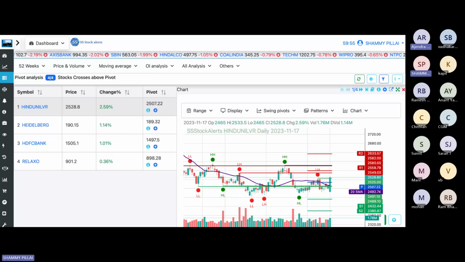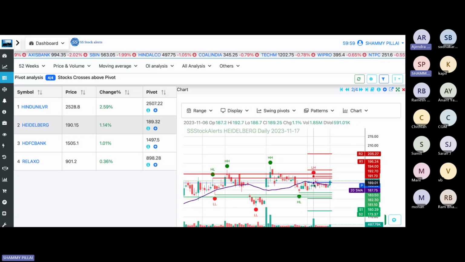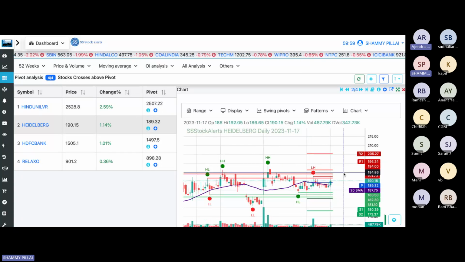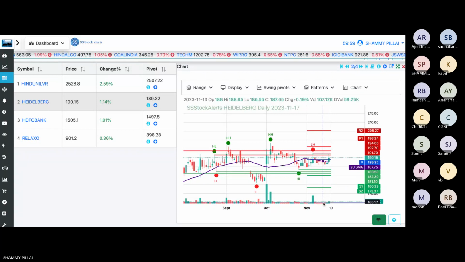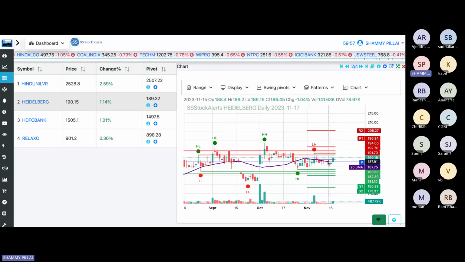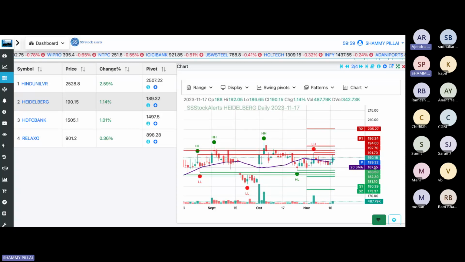Then you can see Heidelberg Cement. This is one of the good companies. A strong consolidation plus volume pickup is there right now. Muted volumes plus volume pickup is there, so we should wait. It has crossed pivot on Friday. It will be very interesting to see this on Monday, and it is at a double top. This is the top. This is the top. Once it clears the top, you can have all these resistances.